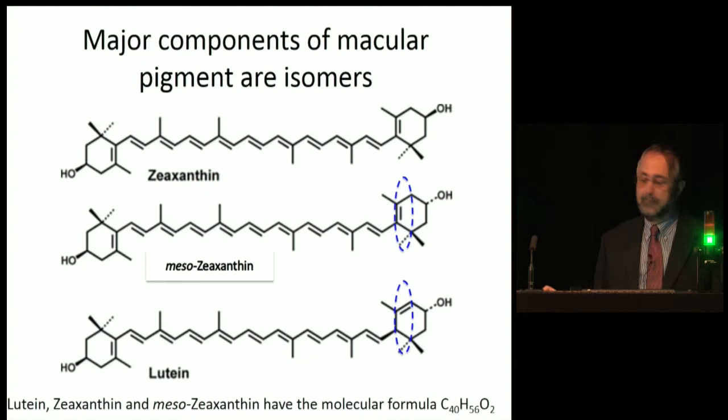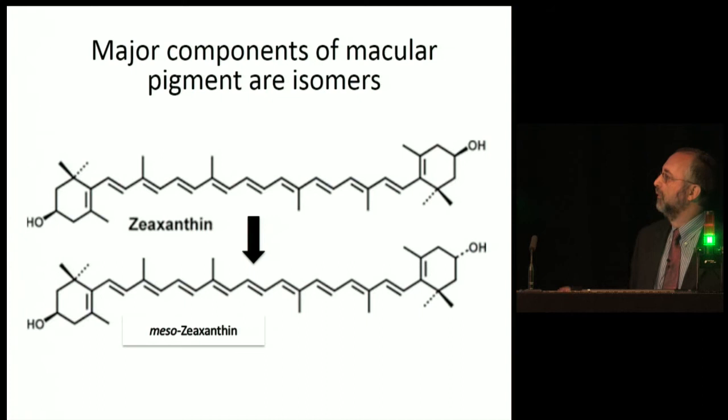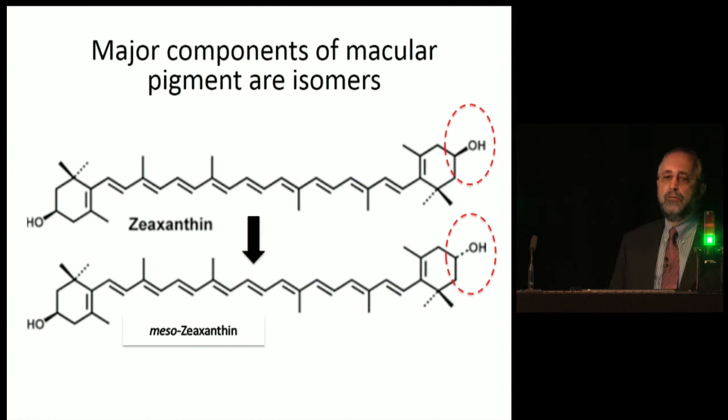So if you were to go from zeaxanthin to meso-zeaxanthin, you have to invert the chiral center. This is a very, very rare reaction that would occur in nature. That's because, as we know, amino acids are found in one stereochemistry. They're L-amino acids. We don't see them being converted to D-amino acids. Things like that don't happen very often. So this, although possible, is a relatively unlikely reaction in nature.